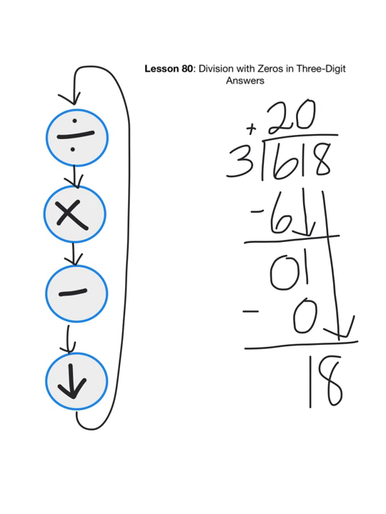How many times does 3 go into 18? 3 goes into 18 6 times. So our answer is 206. So this is a little bit different because now we are going to have zeros in our quotient. Let's try another.